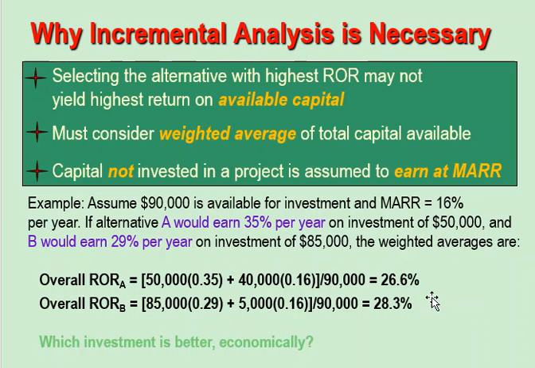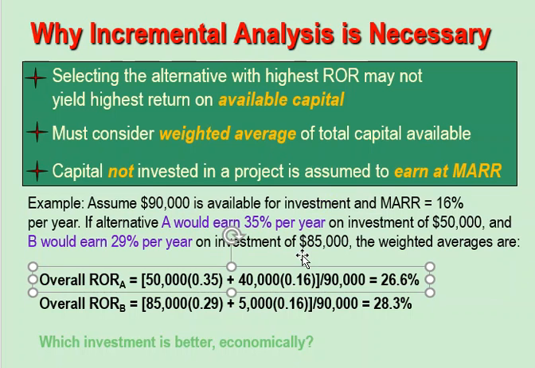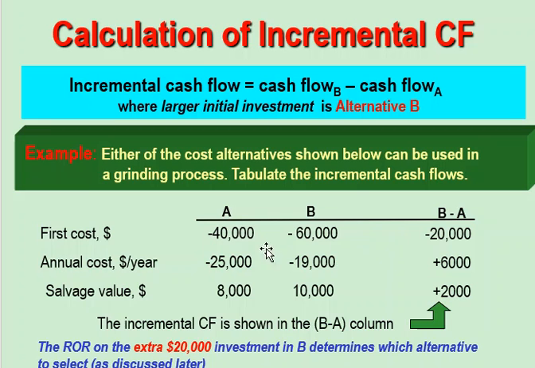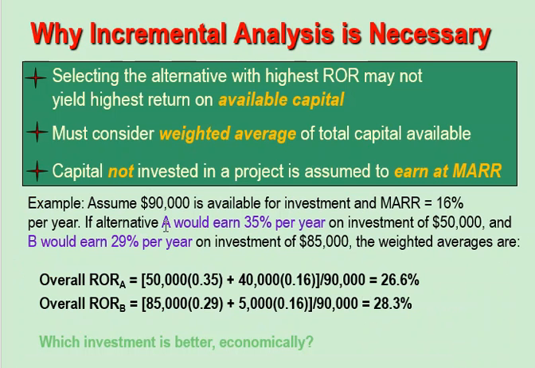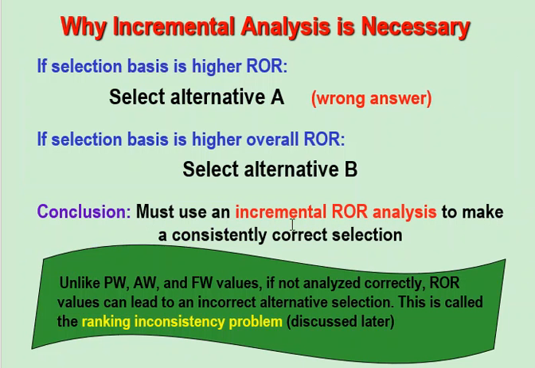Why? Because in real life, here I was able to know what's my total available investment. But in real life, I'm not going to know how much my total investment is for every project. So what should I do? I will use incremental rate of return, okay? If I use incremental rate of return, I don't have to worry anymore about how much your available investment is, okay? And this is very important.